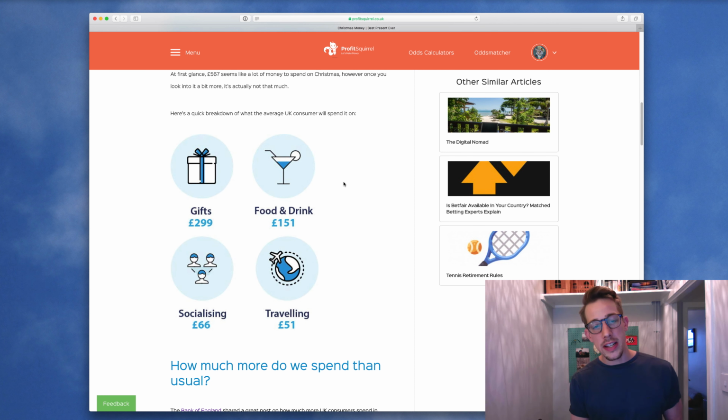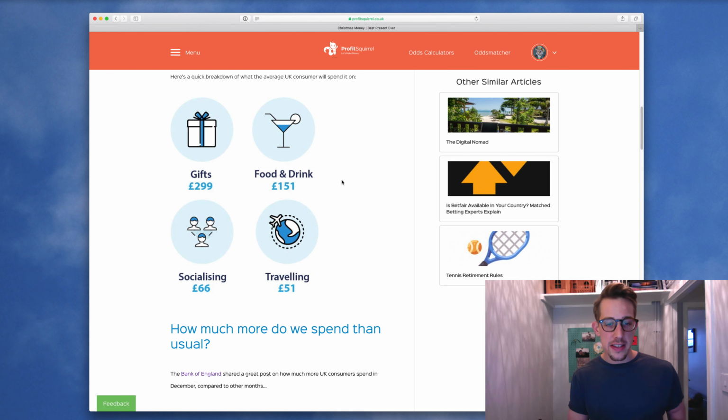And they've broken it down a little bit further. They've said gifts is the biggest one. Most people spending about £300 on gifts. And when I saw that, I thought, wow, that's a lot. Do I spend £300 on gifts? I didn't think I did at first, but then when I actually started breaking it down, going through all the people, my family members, a few friends, my girlfriend, other people that I buy this stuff for, I can easily see that starting to add up.